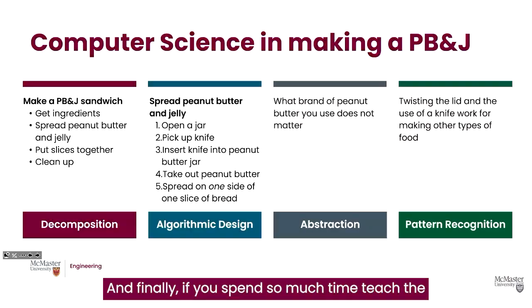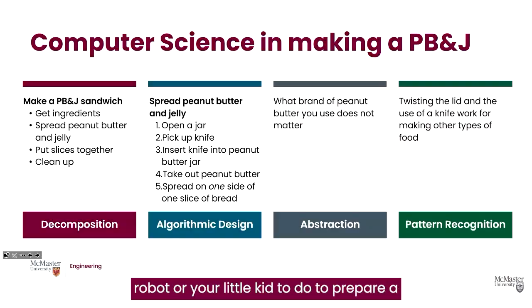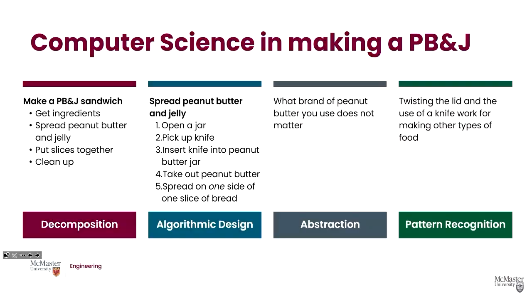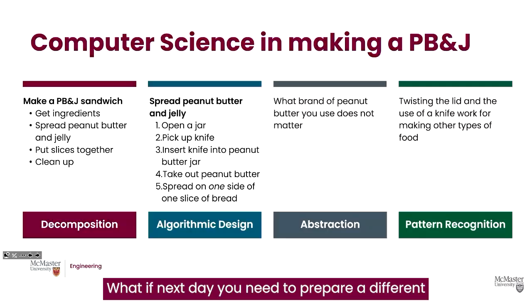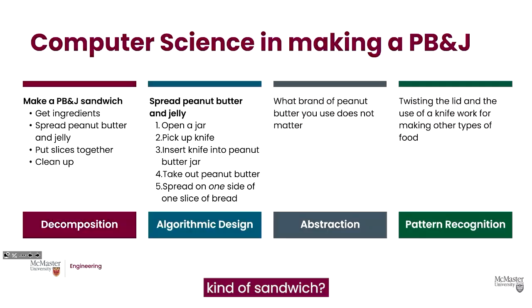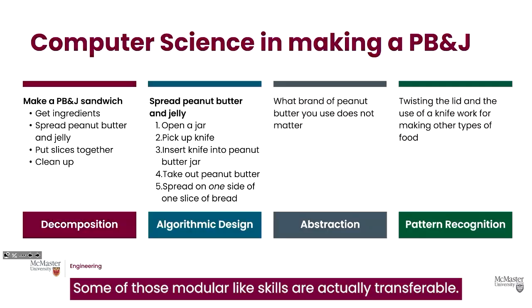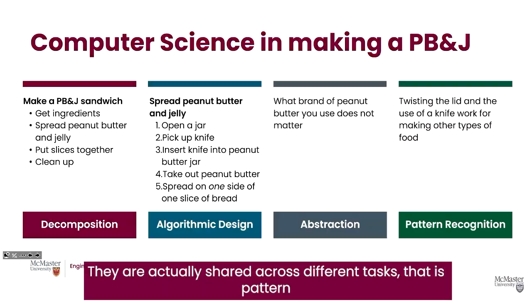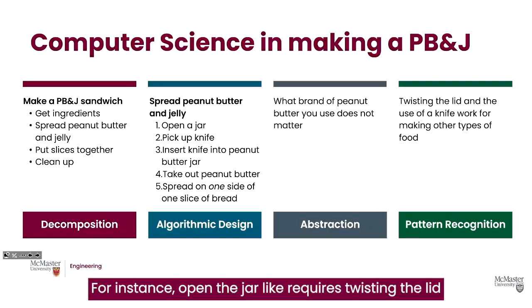And finally, if you spend so much time teaching the robot or your little kid to prepare a peanut butter and jelly sandwich, what if the next day you need to prepare a different kind of sandwich? Some of those modular skills are actually transferable. They are shared across different tasks. That is pattern recognition, for instance.